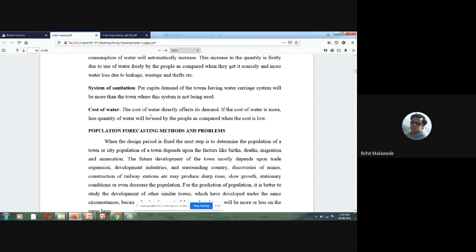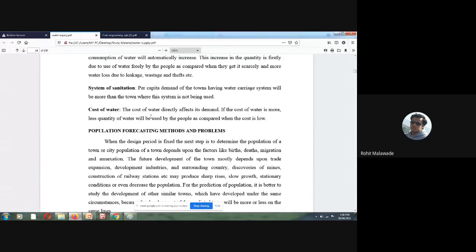So what will happen if we are having the continuous supply of water? The water consumption is going to increase. If we are getting the intermittent supply, what will happen? The water consumption is going to get reduced. Yes, it is going to decrease. So these are the factors which are going to affect the per capita consumption. Is it clear? Yes, sir.